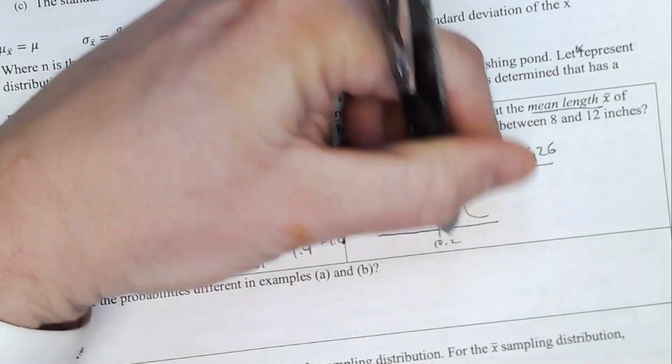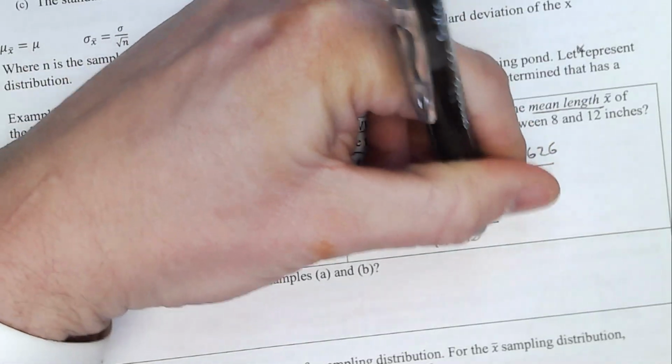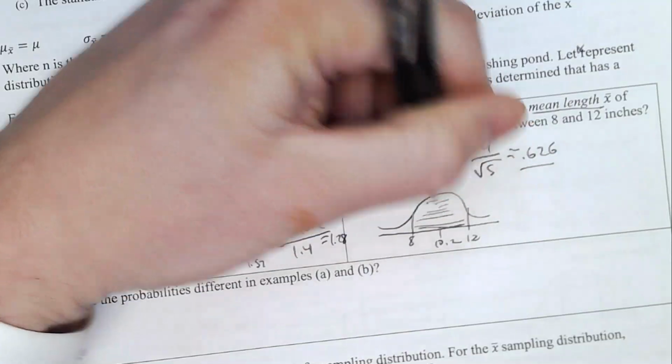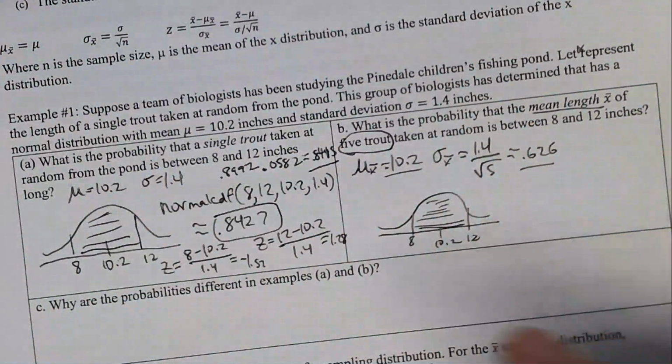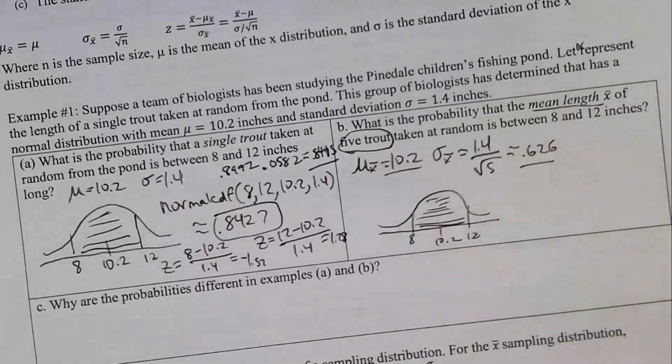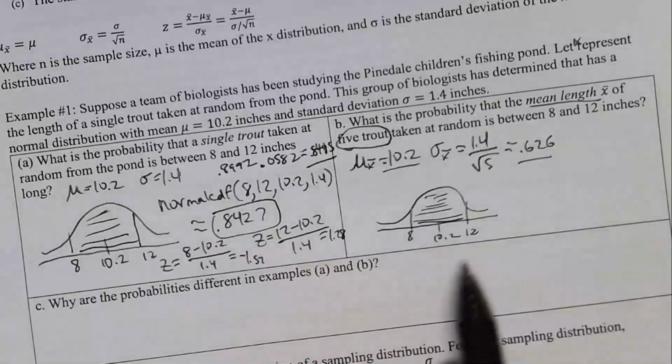When you're doing more than 1 at a time, the spread becomes less, because if I'm taking 5 trout, like the mean length of 5 trout, some might be bigger, some might be smaller, and their average is going to be closer to what's expected, what's in the middle.